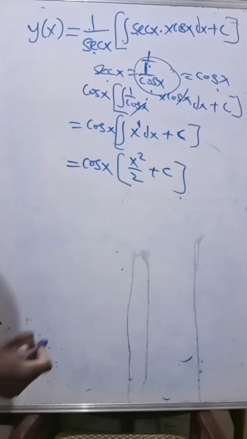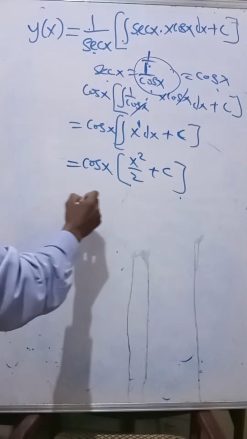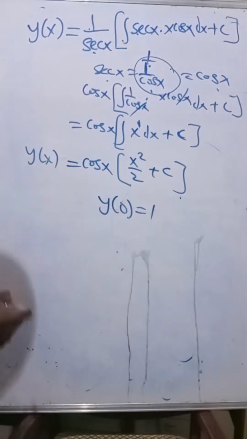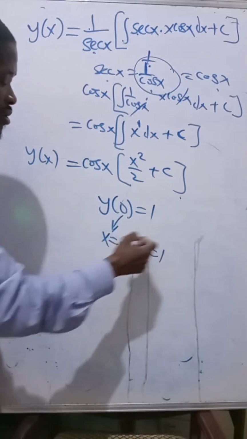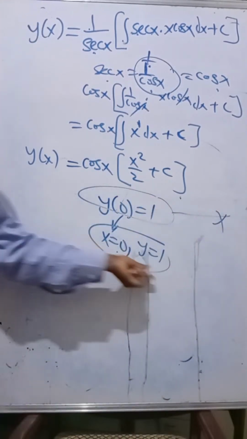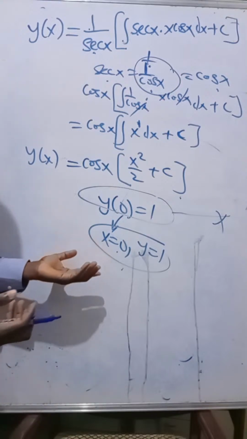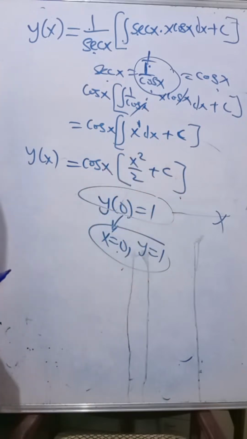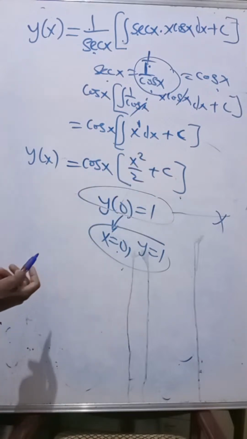But that's not all. We're given a certain condition, that this one is equal to 1. Which means when x is 0, y is what? y is 1. So that's the implication of this statement: when x is 0, y is 1. The reason behind this condition is for us to get the c, the constant of integration, to get this value of c.